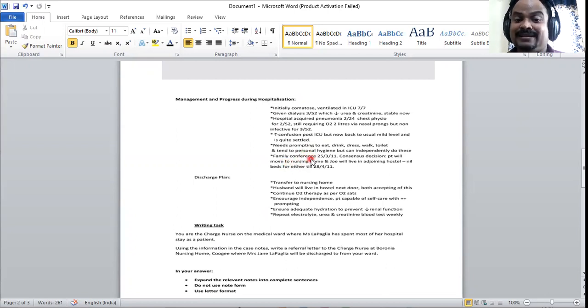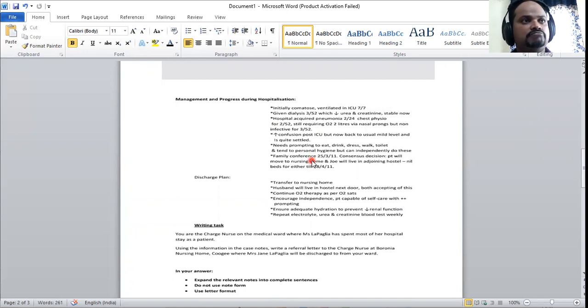Now, that is her condition right now. She has recovered from the renal failure. Right now, her urea creatinine level is back to normal. Pneumonia is okay, but she needs oxygen. She has some mild confusion and dementia, so needs prompting. So this is her condition right now.